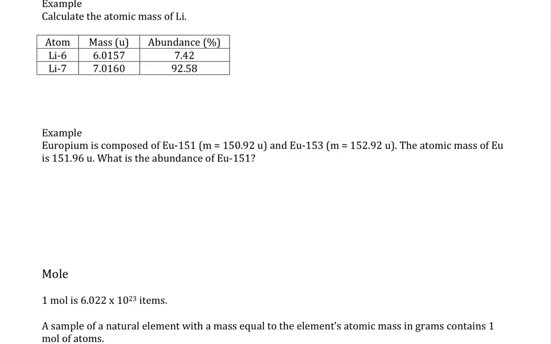Here's an example. Calculate the atomic mass of lithium. You're given the two isotopes of lithium. Some elements have more than just two isotopes. Some even only have one. Anyway, lithium has these two, and we see their abundances. Notice again that the abundances would add to 100%.